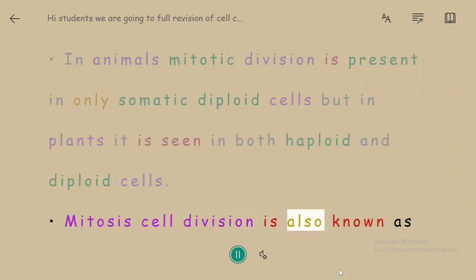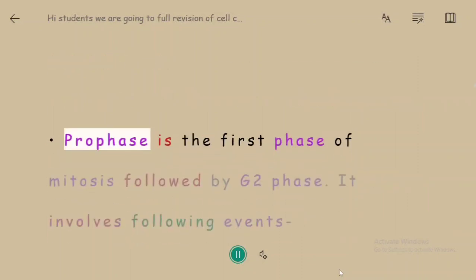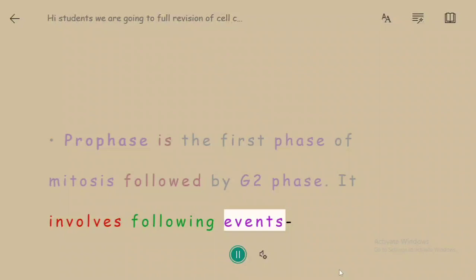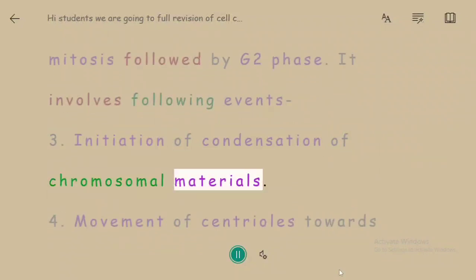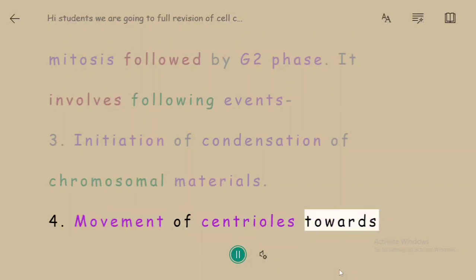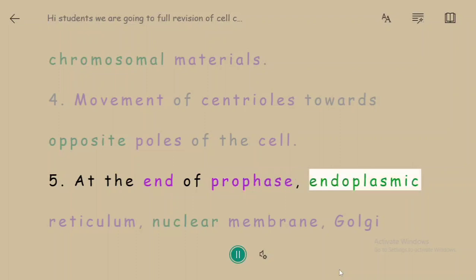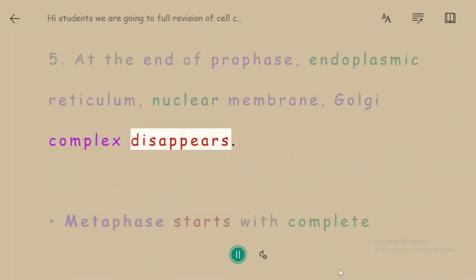Mitosis cell division is also known as equational division, because the number of chromosomes remains the same in parental and progeny cells. Prophase is the first phase of mitosis, following G2 phase. It involves the following events. 3. Initiation of condensation of chromosomal materials. 4. Movement of centrioles towards opposite poles of the cell. 5. At the end of prophase, endoplasmic reticulum, nuclear membrane and Golgi complex disappear.